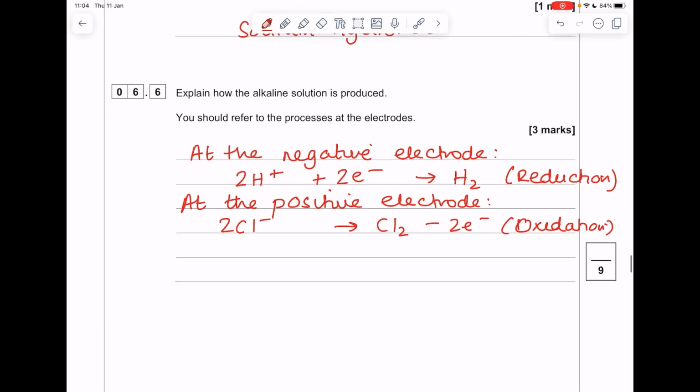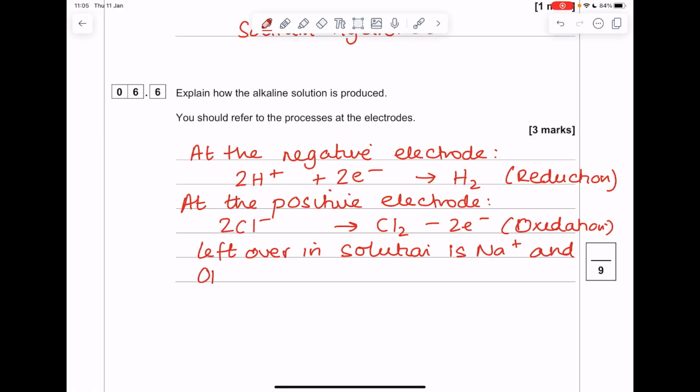And because those reactions are taking place, left over in solution are sodium ions and hydroxide ions. And for me, that's the neatest way of scoring those 3 marks.